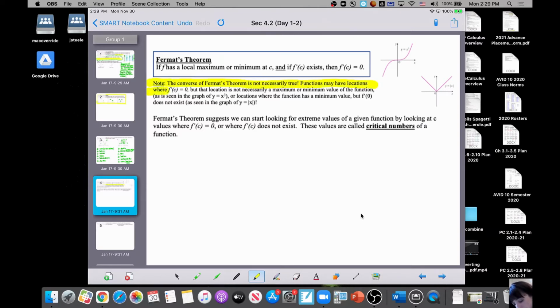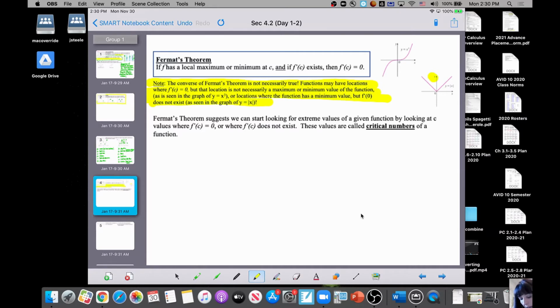Functions may have locations where f prime of C is 0, but that location is not necessarily a maximum or minimum value of the function. Okay, and to illustrate this, we have two pictures here on the right-hand side. The graph of y equals x cubed and the graph of the absolute value of x. You can see that they both have locations where the function has a minimum value. Okay, x cubed has a local minimum at 0 because it is either lower than or the same as values on the left-hand side and the right-hand side.